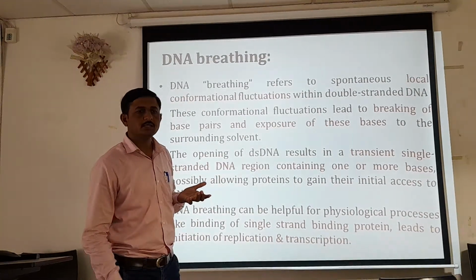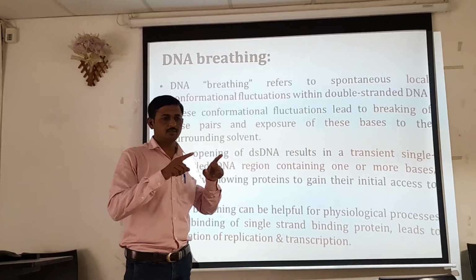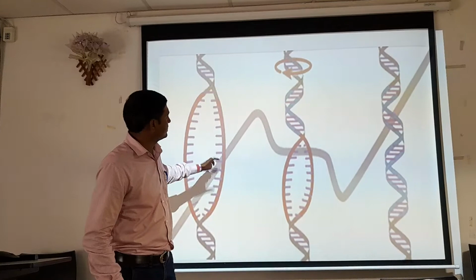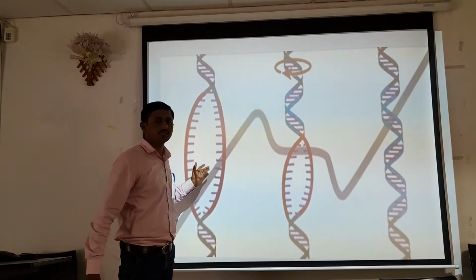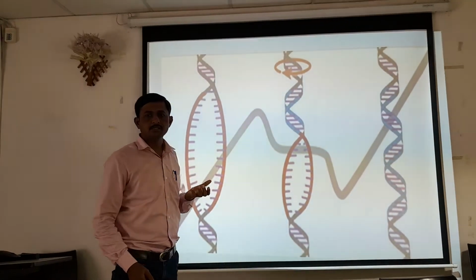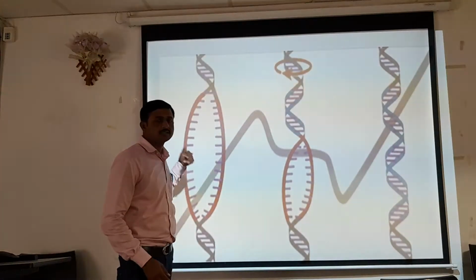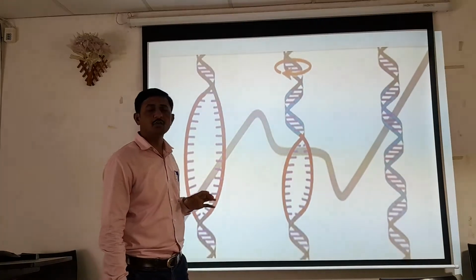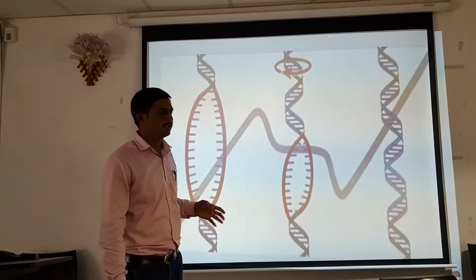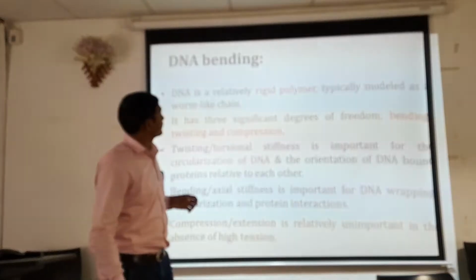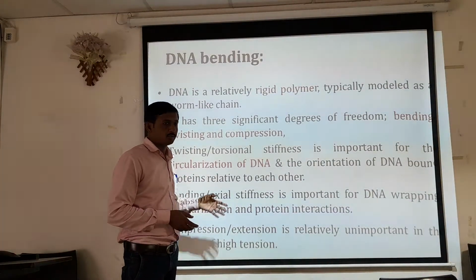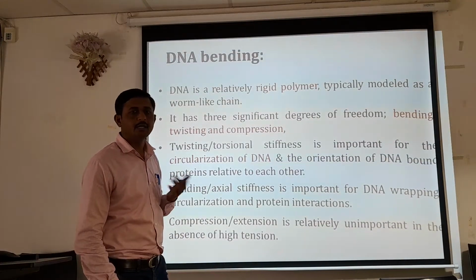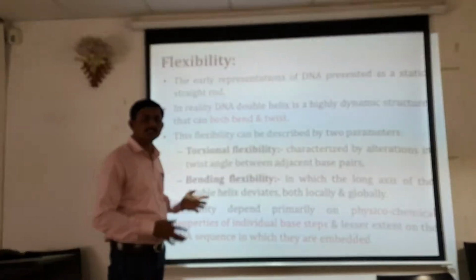In this case, a bubble or loop forms in the double-stranded DNA, so that the nitrogen bases of the double-stranded nucleotides are separated from one another, so that different proteins like single strand binding protein can get entry and start their function. It can be helpful for DNA replication or protein synthesis. So it is the DNA breathing property. The next property is DNA bending. In this, we see how the DNA can be bent, and that property can be helpful in different aspects. It was already discussed in the last lecture.